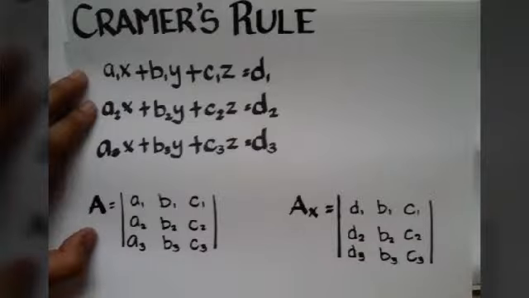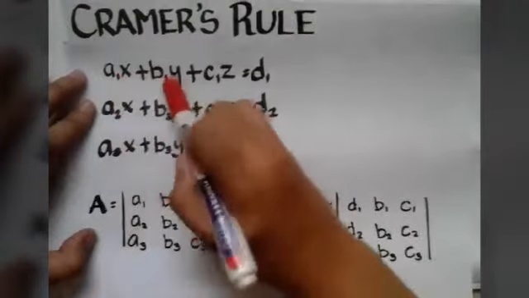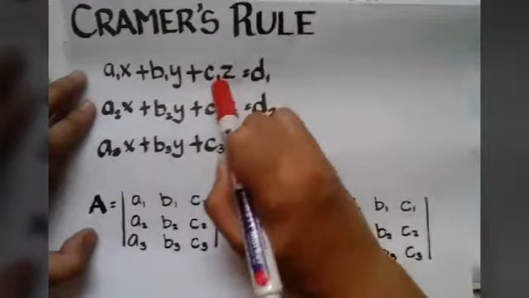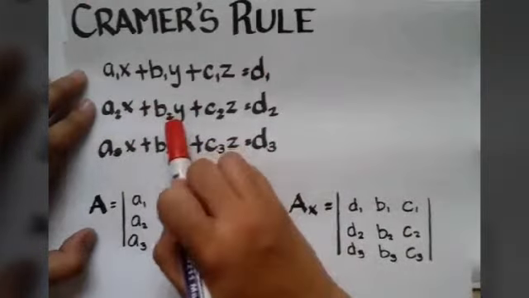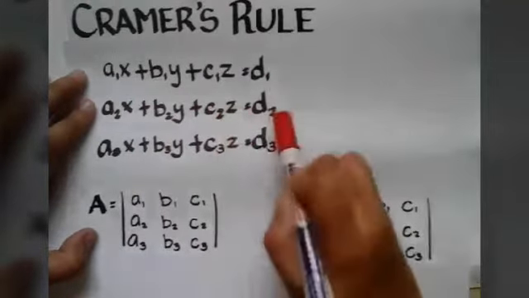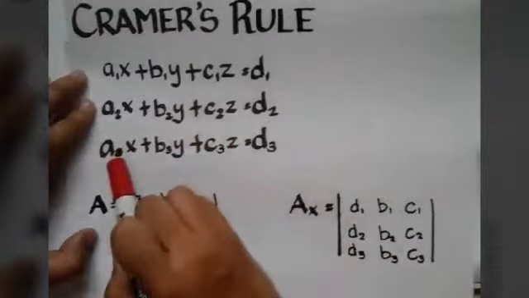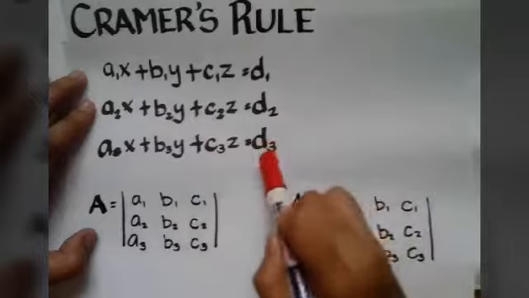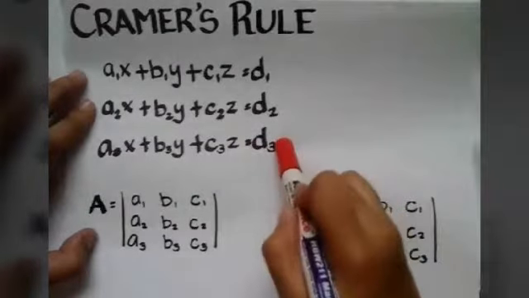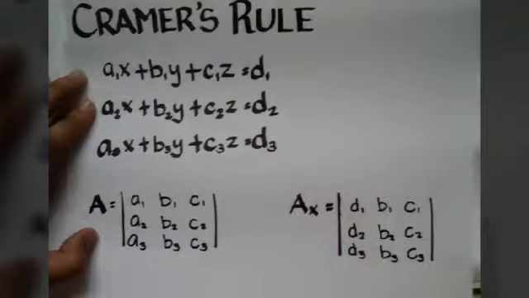Cramer's rule. It is used to solve systems with matrices, wherein I got these three equations, and these three equations were just hypothetical and not the real equation. So, a sub 1 x plus b sub 1 y plus c sub 1 z is equal to d sub 1. A sub 2 x plus b sub 2 y plus c sub 2 z is equal to d sub 2. A sub 3 x plus b sub 3 y plus c sub 3 z is equal to d sub 3. These three equations are also called the standard notation.